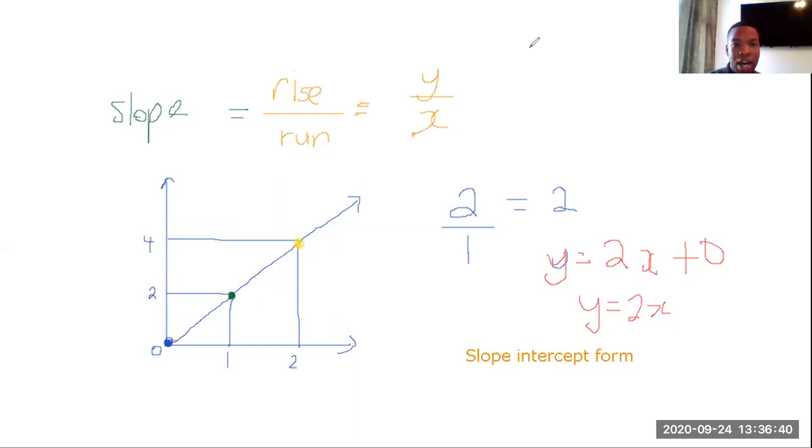I have a question in the chat, so I'm going to read it. Does it matter if it is on the positive quadrant? If it is facing that way, the slope is negative. It doesn't matter what quadrant it is.